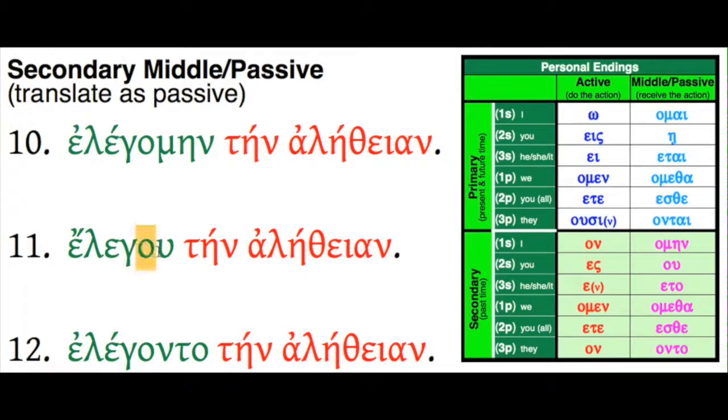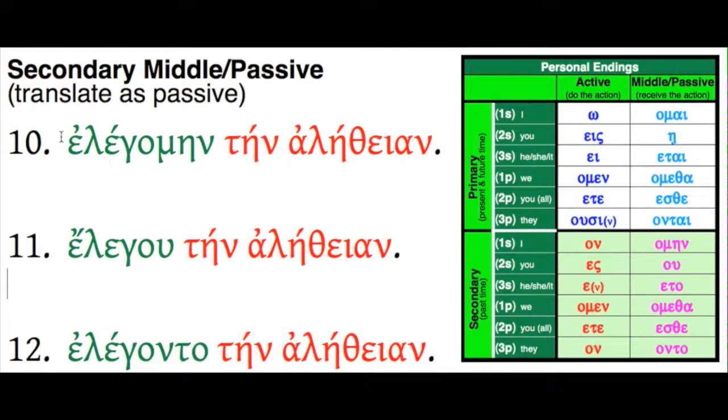What would this one be then? Elegou tein aletheon. U. Well, there's our ending. That's second person singular, so it would mean you were being told the truth. And if we shift that ending to anto, we go to third person plural, so the subject would be they were being told the truth.